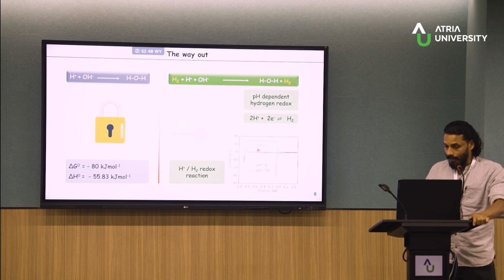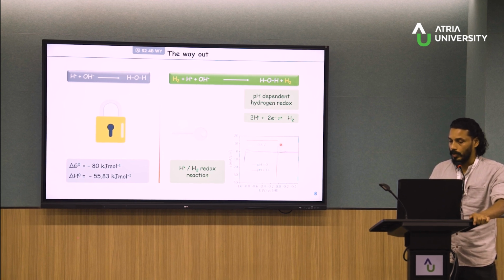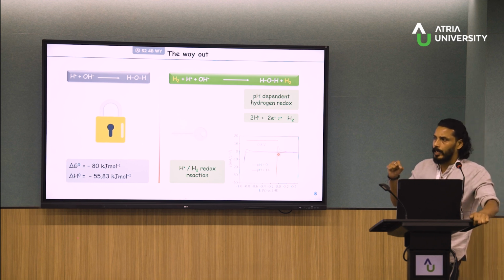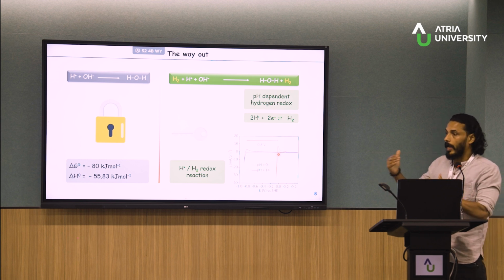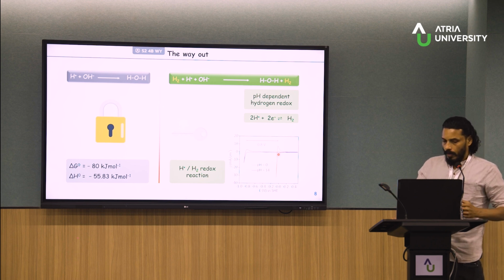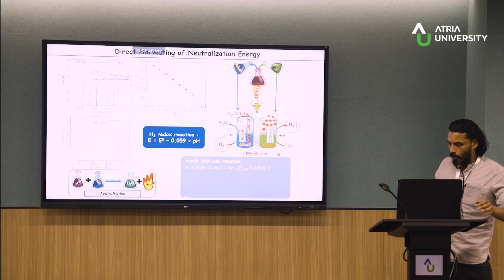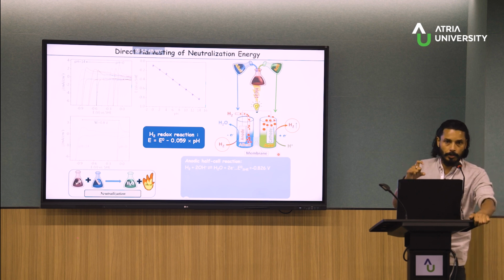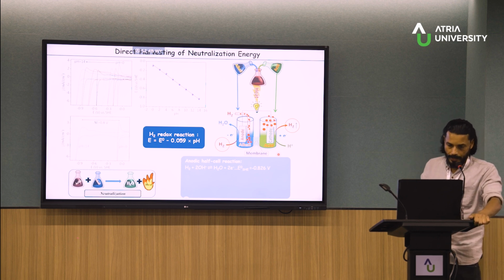And you can see in the alkaline medium, the hydrogen redox is negative compared to the acidic pH. In electrochemistry, anything negative tends to be anode. Tends to be anode means it tends to undergo oxidation, whereas anything positive tends to accept electrons, which means tends to be the cathode. This understanding offers us a way to overcome the challenges associated with the neutralization reaction.